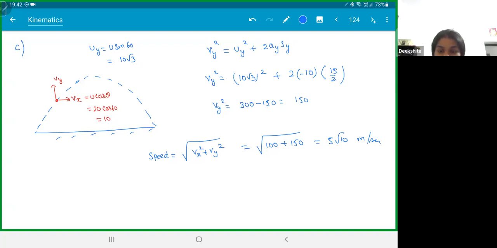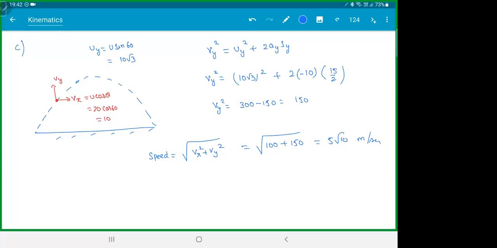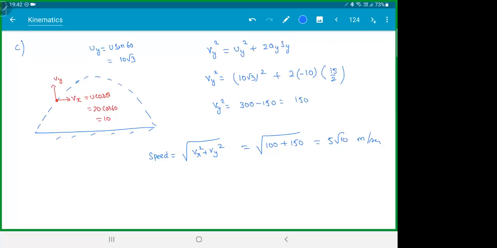Can you go to the previous page? This one? Yes, okay. Please check the speed part. Next question is: find the time when the velocity makes 45 degrees. Others can keep trying, and the average velocity at h max. Do look at the solution.